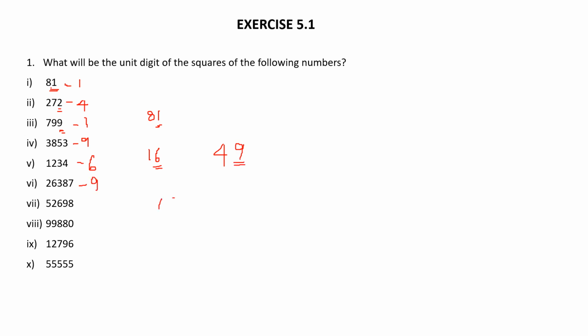8 square is 64 and 4 is there in the ones place, so the answer is 4. And 0. 0 square, you get back 0. 6 square is 36, so 6 is the answer. 5 square is 25, so 5 is the answer.